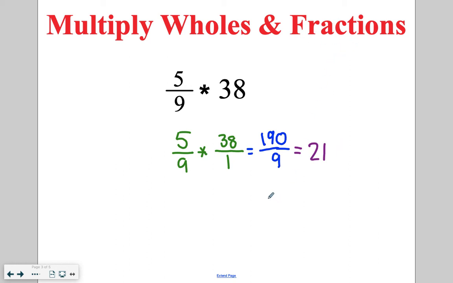So your next step is to do 21 times 9. And the answer to that is 189. Now I need to think about if I'm at 189, what is my remainder to get up to 190? The correct answer is 1, and that is your numerator. What is the denominator of this final fraction? The correct answer is 9. So when we multiply 5/9 times 38, our final answer is 21 and 1/9.